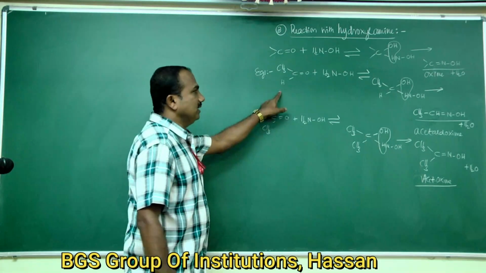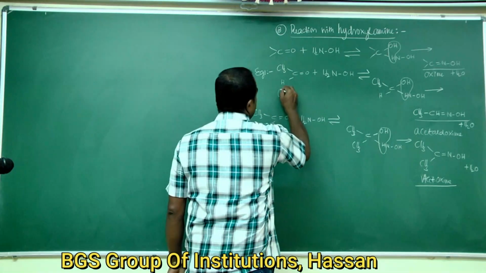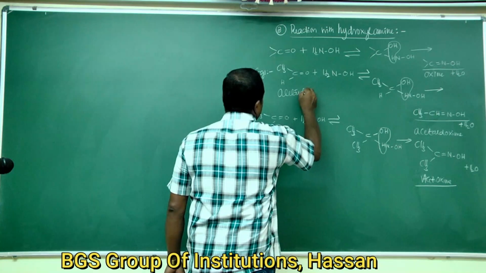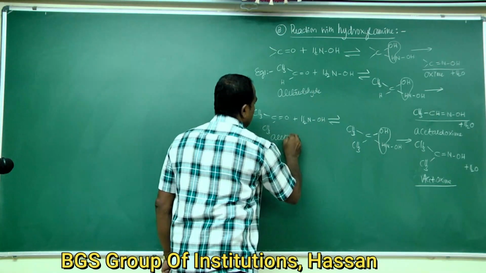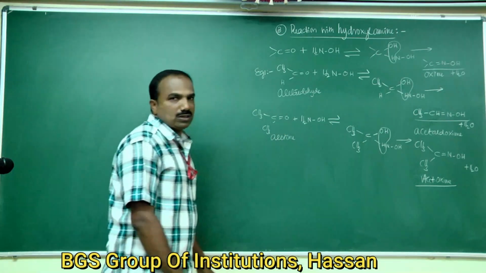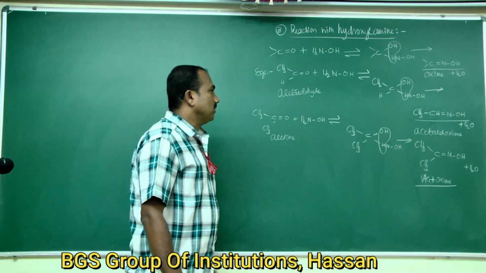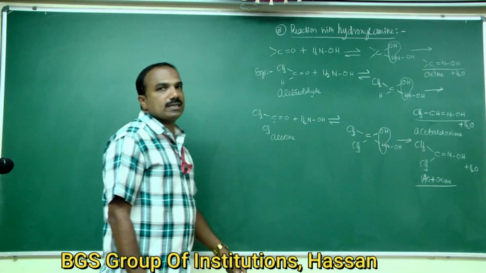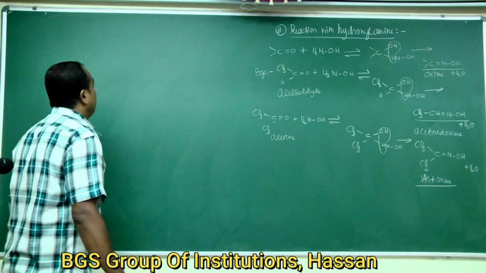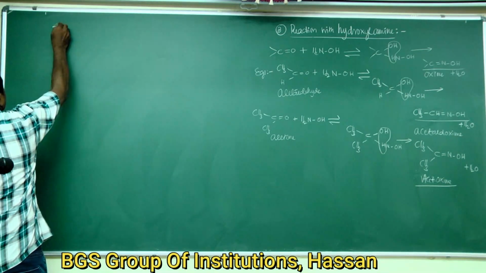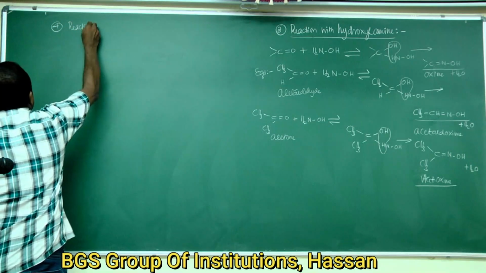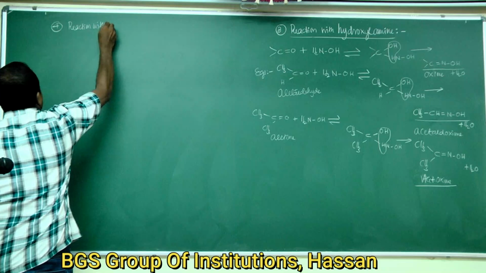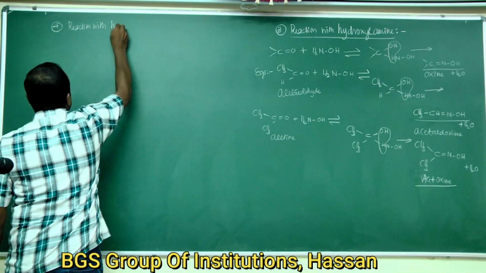If we take acetaldehyde, acetaldoxime is formed. If we take a ketone, that is acetone, the product formed is acetoxime. So this is about reaction with hydroxylamine. The fourth one is reaction with hydrazine.